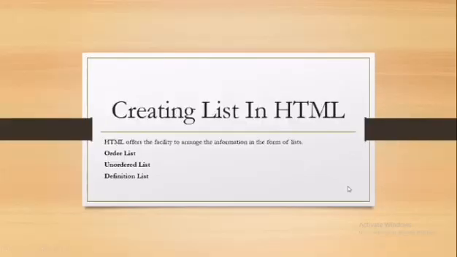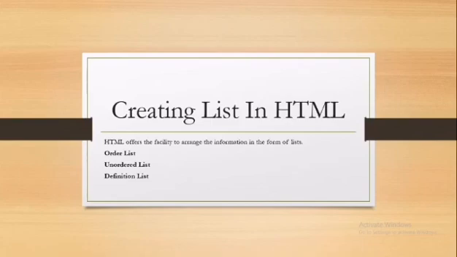Hello everyone. Next topic is creating lists in HTML. HTML offers the facility to arrange information in the form of lists. Three types of list we may create in HTML, that is ordered list, unordered list and definition list. In the previous class you have studied about the number list and bulleted list.